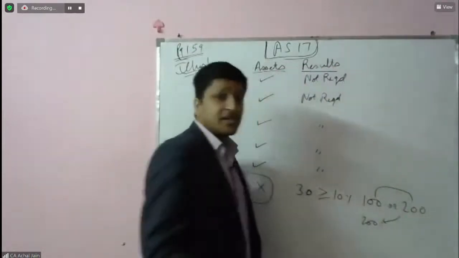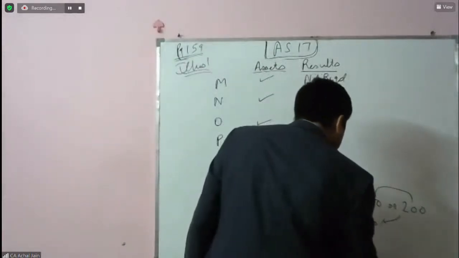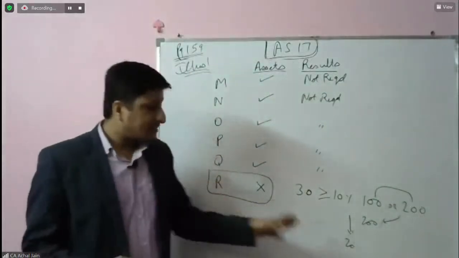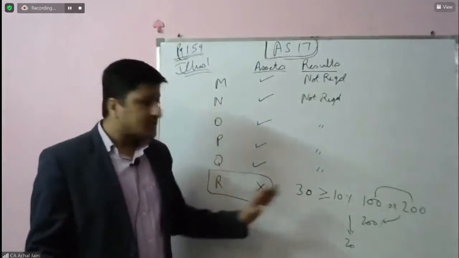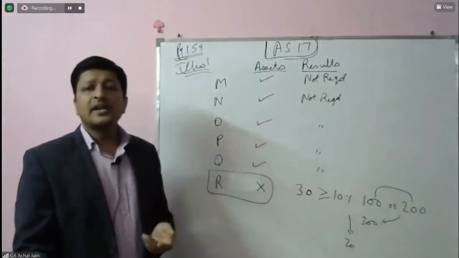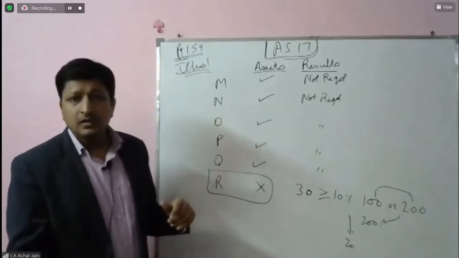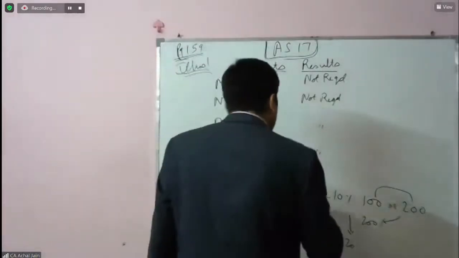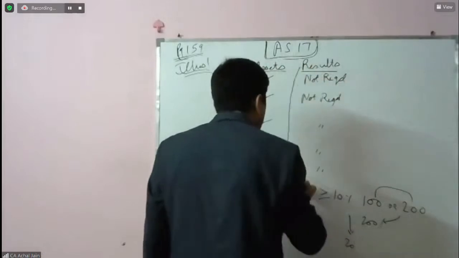So 10% of 200 is what? 20. So 30 is greater than 20. Yes. So basis this results criteria, what do we get? R becomes reportable. R has become reportable on the basis of the criteria of results.